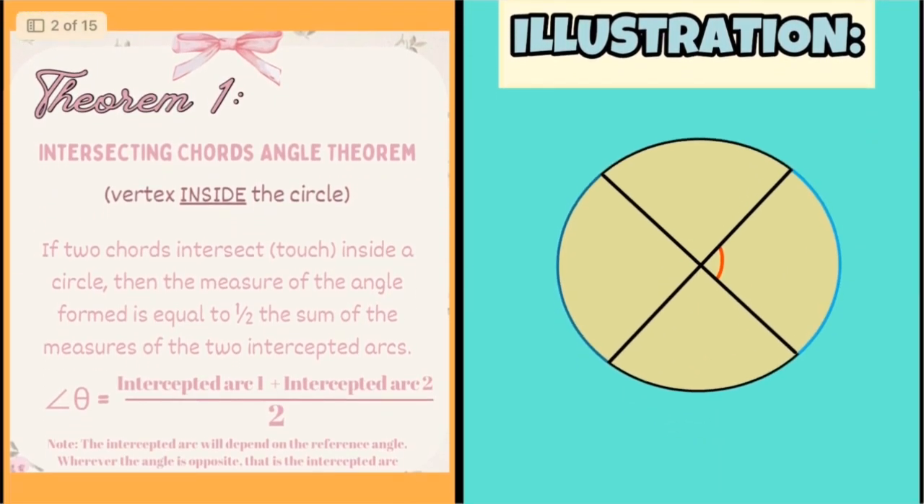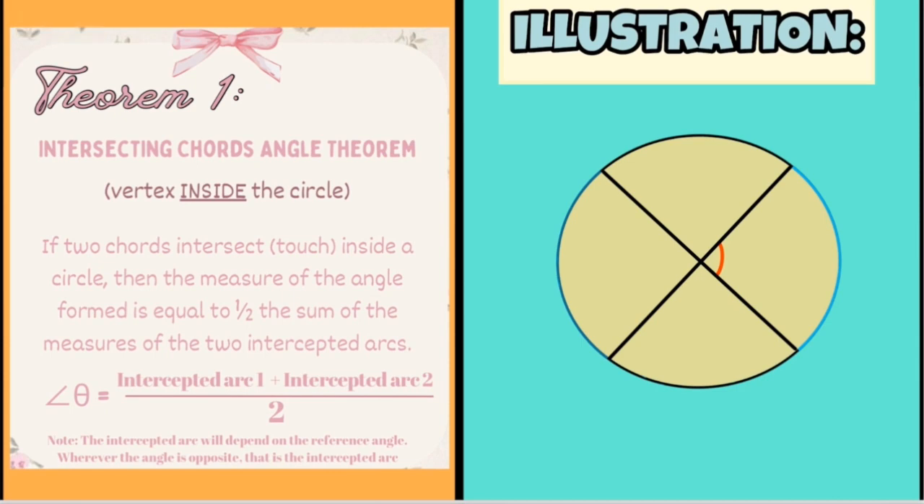Our first theorem is what we call the intersecting chords angle theorem. Basically, this happens when two chords intersect. And we know that chords can be found inside a circle. Hence, when these two chords intersect, the vertex is inside the circle. If you look at the illustration on the right, the vertex is somewhere here. Again, just because it looks like it's at the center doesn't mean it's automatically at the center. The rule in geometry is that we do not assume; we can state facts based on the given. Since it's not given that it's the center, don't mind it. It's just the intersection point, okay?